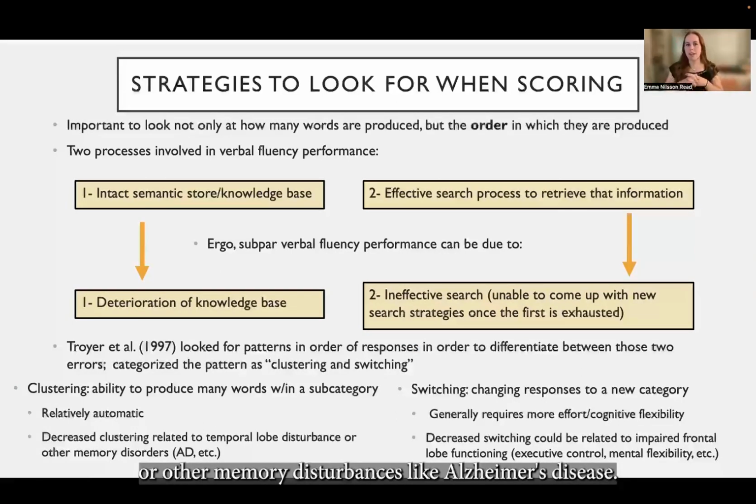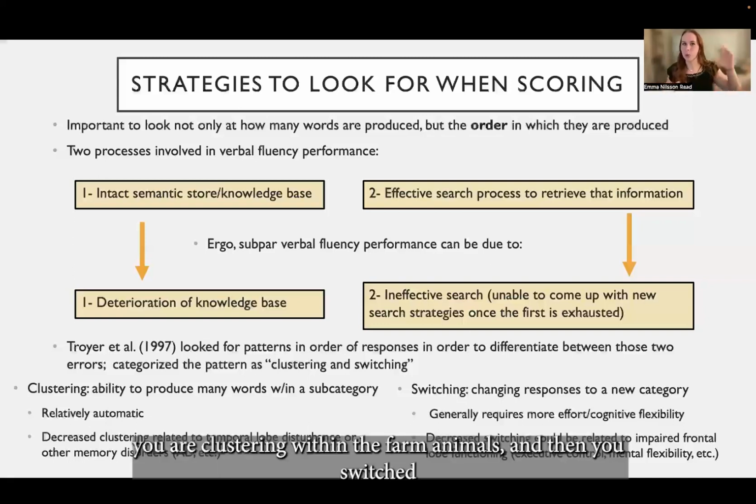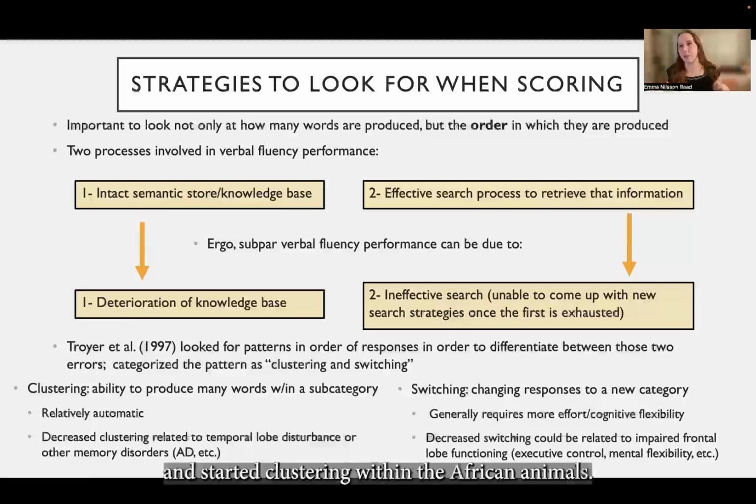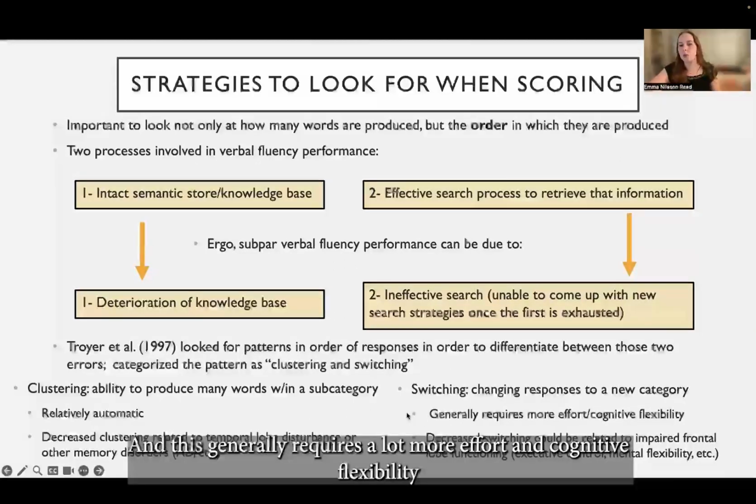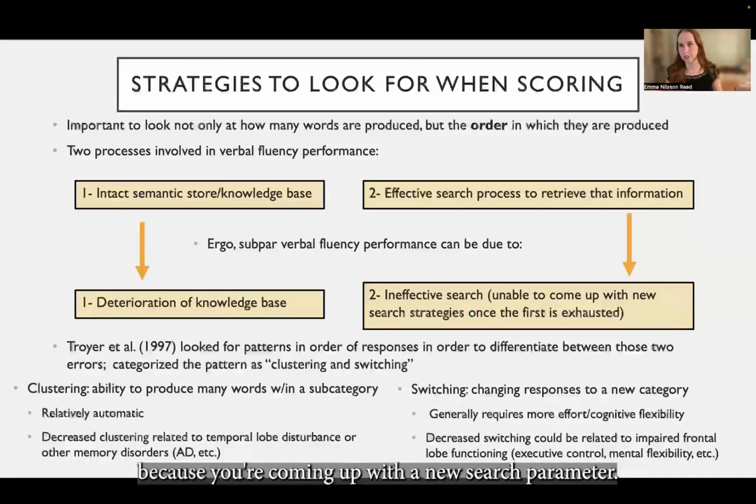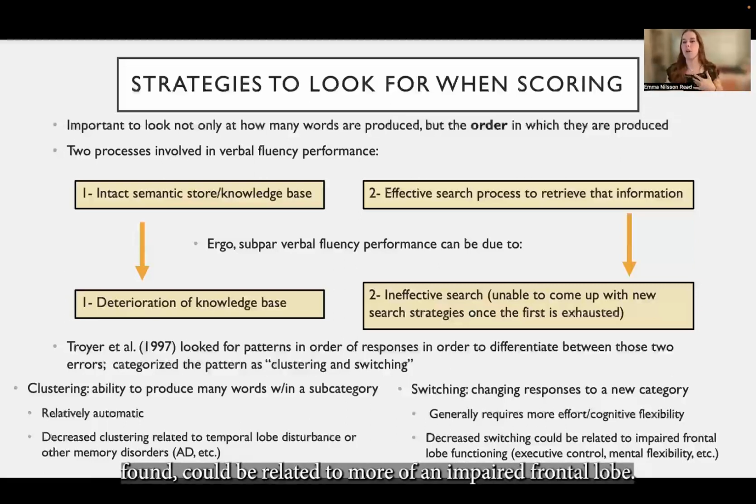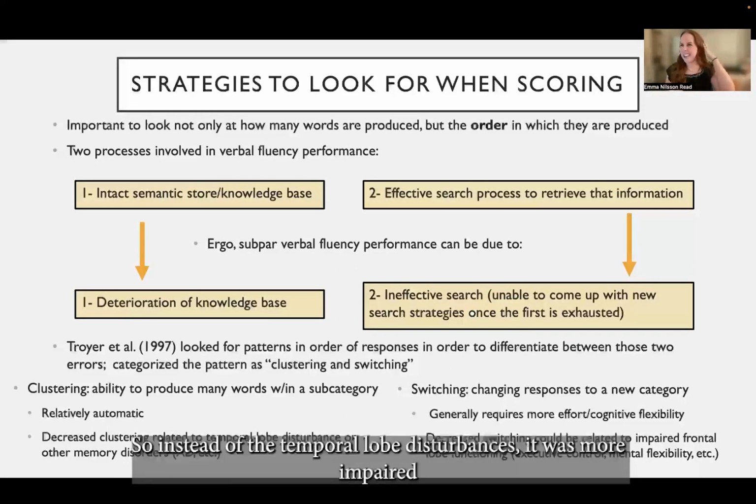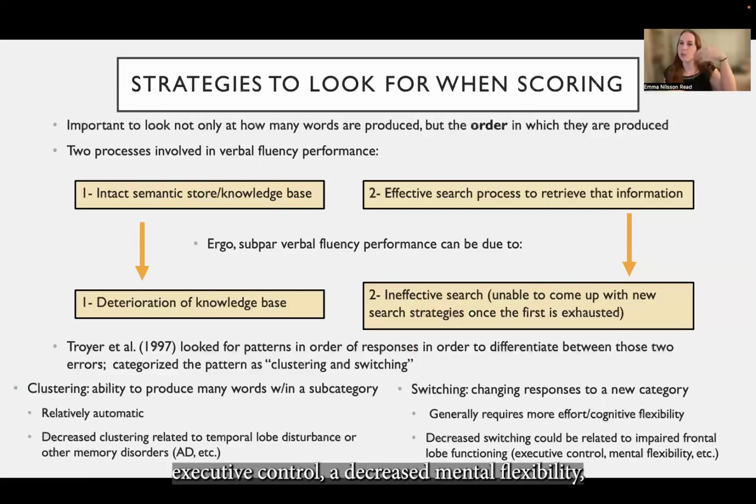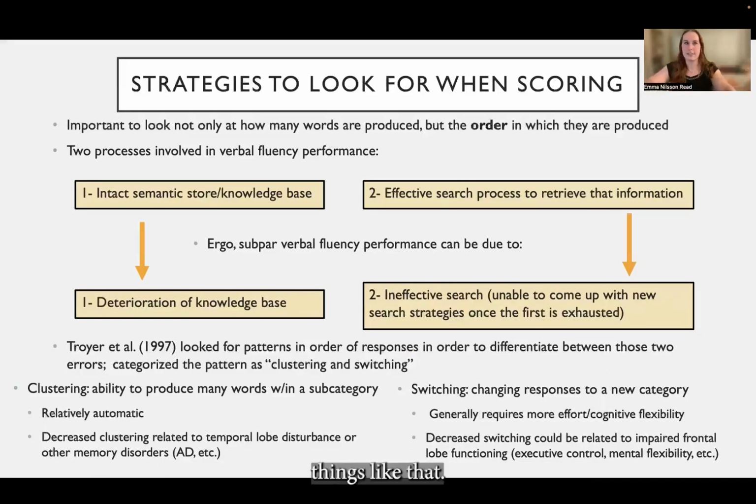And then switching, on the other hand, is when you switch from one subcategory to a new subcategory. You were clustering within the farm animals, and then you switched and started clustering within the African animals. And this generally requires a lot more effort and cognitive flexibility because you're coming up with a new search parameter. Decreased switching, they found, could be related to more of an impaired frontal lobe. So instead of the temporal lobe disturbances, it was more impaired executive control, a decreased mental flexibility, things like that.